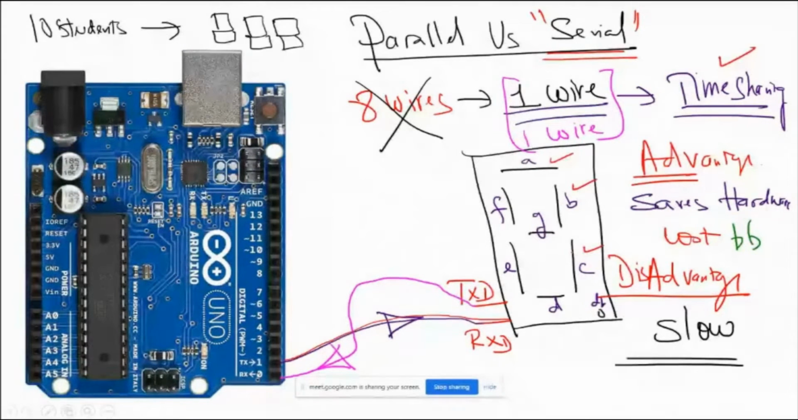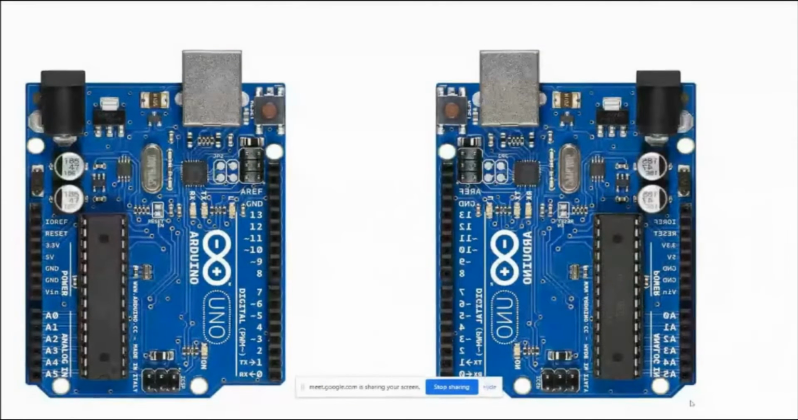Okay, serial means each segment gets data in a sequential manner, whereas in parallel mode of communication, all the 8-bit information flows in parallel from the microcontroller to the segment display. Segment display I gave as an example. In the place of the segment display, it can be anything. It can be another Arduino also, for your understanding. Let us say I have two Arduino devices which I wanted to communicate. This is the master device and this is the slave device.